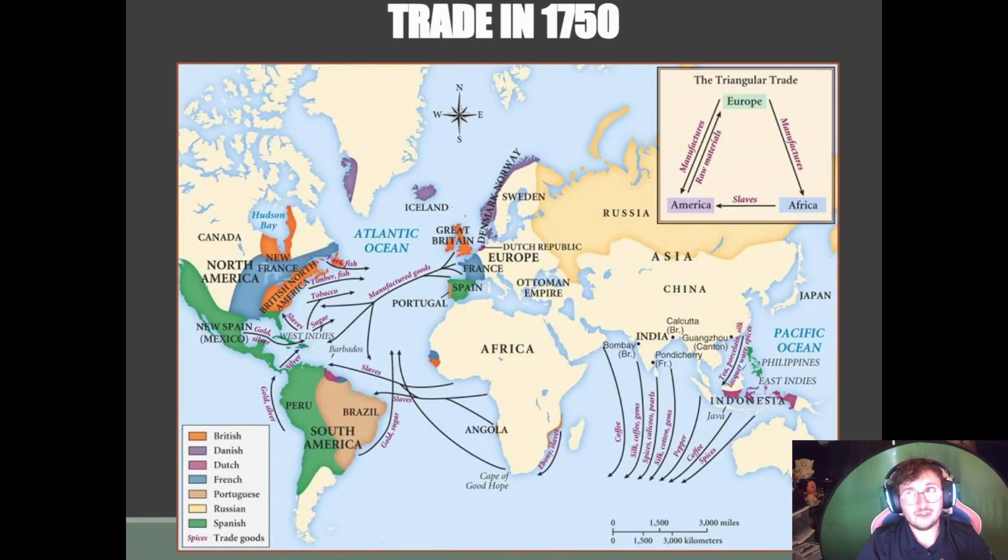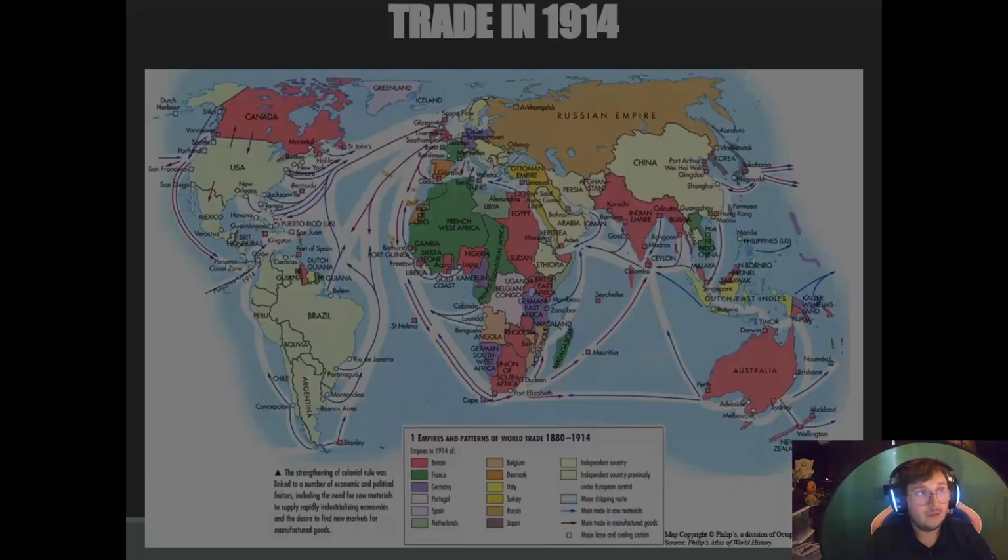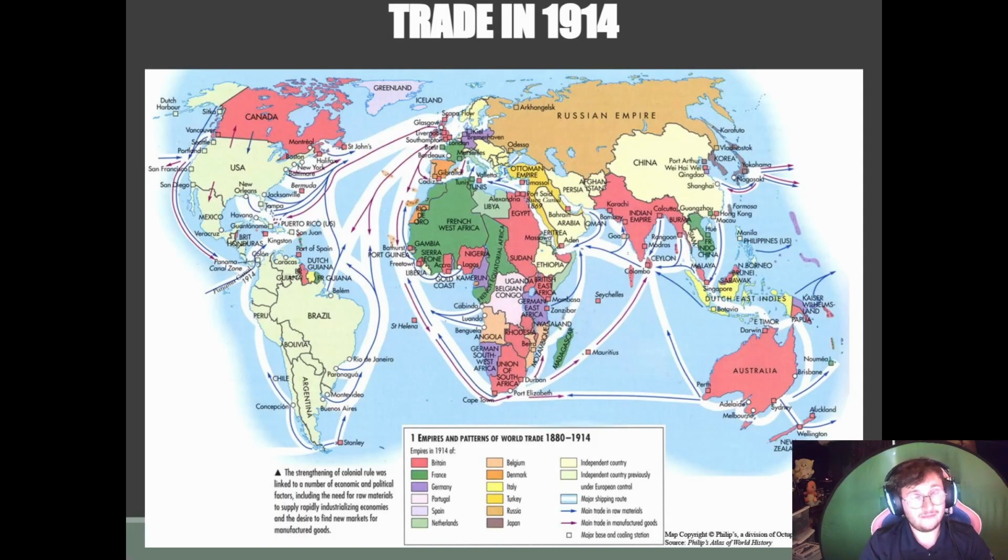So here's a map of trade in 1750. It's very export based. You can tell that it's very simple. By the end of this unit in 1914, you're going to see that trade becomes extremely globalized due to a lot of new inventions, and capitalism is going to allow this to kind of push forward.